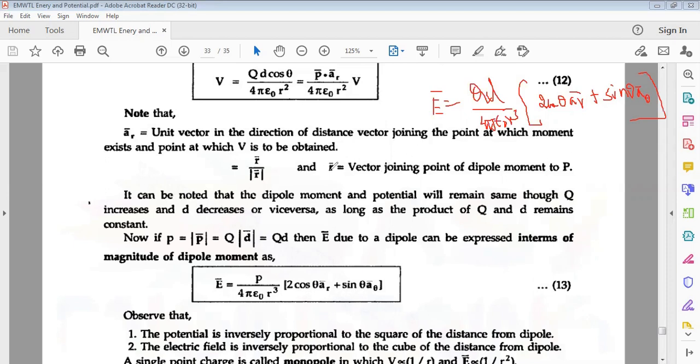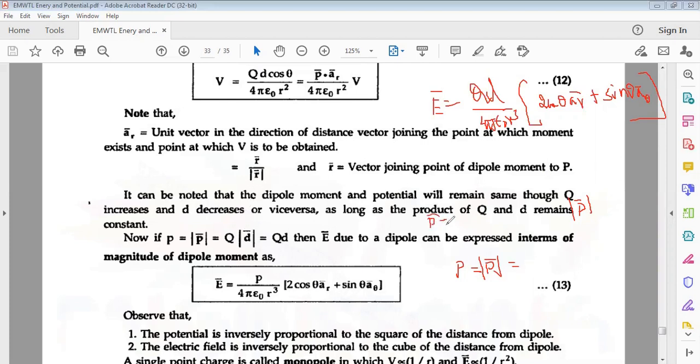Now, in this, we can substitute E bar in terms of the electric dipole moment. P bar is a vector. If I take the magnitude of P bar, both are P; P is a scalar and P bar is a vector. For that P bar, we can apply the magnitude. What is P bar? P bar is nothing but QD bar. P bar is equal to QD bar.